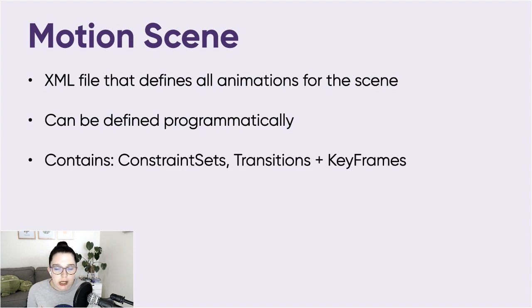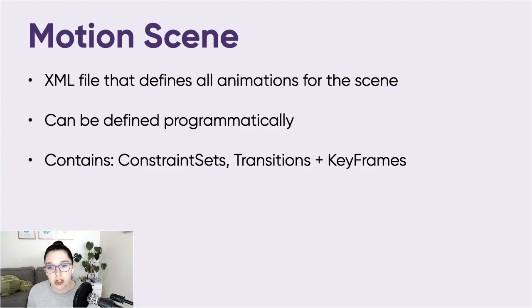And what a motion scene contains is a bunch of things. It can get quite confusing if you look at a really complicated motion scene from the start, but I'd recommend starting out with your own basic sets, using maybe one or two of these things and getting going with that, and then slowly looking at the different things that you can add onto it as well. The first thing is it contains constraint sets. It also contains transitions, and it can also contain keyframes. These are the ones that I'm going to be focusing on in this talk today.